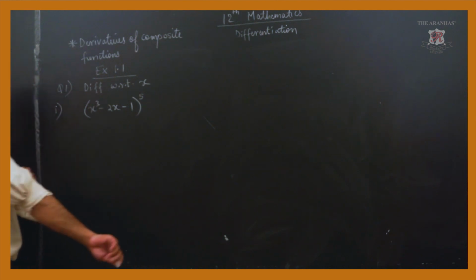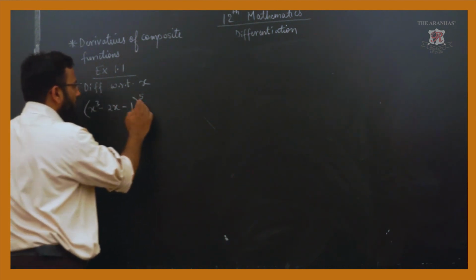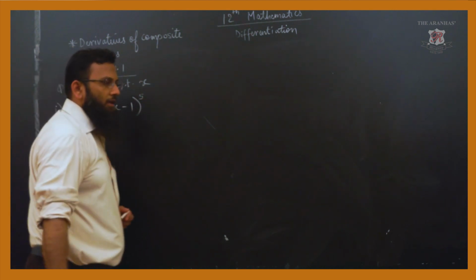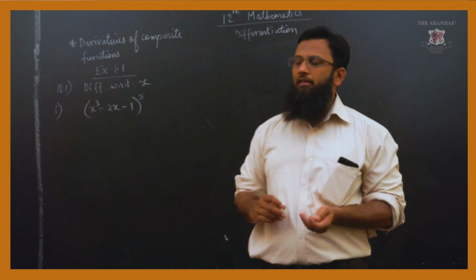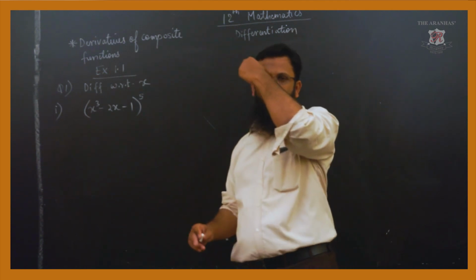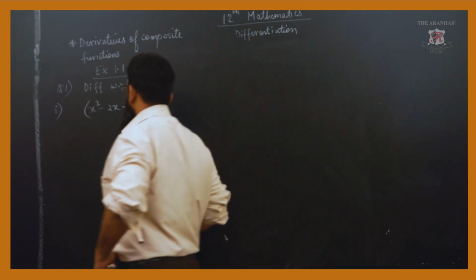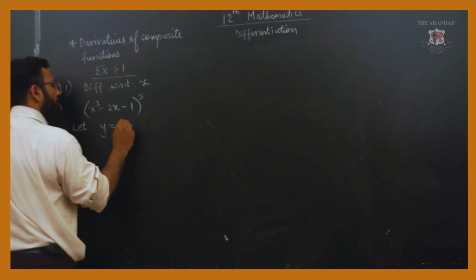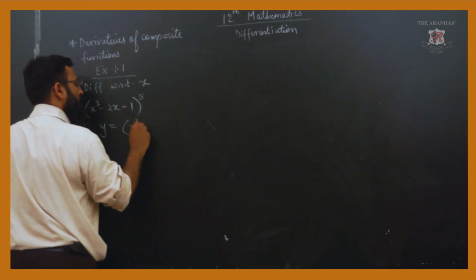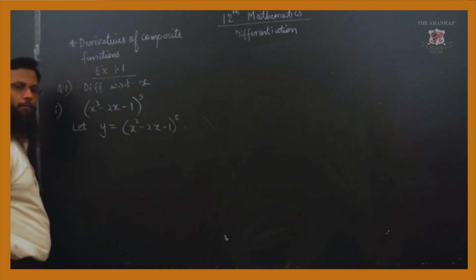This is the question. Now most of the students think that if it is raised to 5, let us expand it. There is no need to expand this bracket. There are 2 methods. How to deal with it? First, let us say y equals this function, (x cubed minus 2x minus 1) raised to 5.